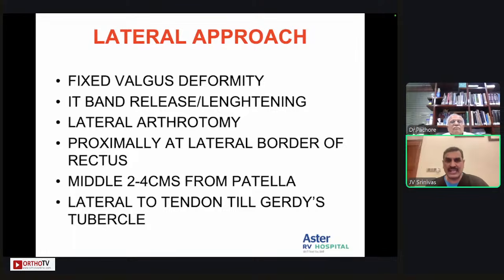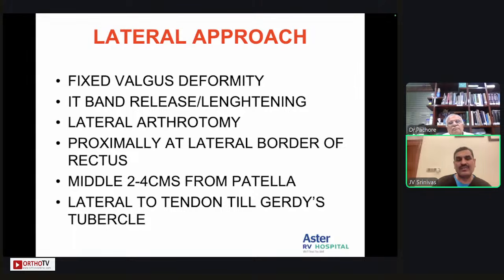As I said, the lateral approach is fantastic for a fixed valgus deformity with a stiff knee. You do a lateral parapatellar arthrotomy just like a medial parapatellar arthrotomy. You release the IT band distally along the adhesions near the Gerdy's tubercle, lateral arthrotomy and proximal lateral border of the rectus. Most of the time, this acts as a lateral release for the patella and pushes the patella medially.